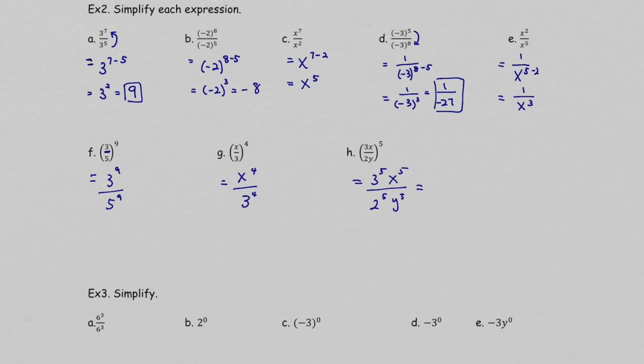3 to the 5th exponent is 243, x to the 5th exponent on the numerator. 2 to the 5th exponent is 32, y to the 5th exponent.